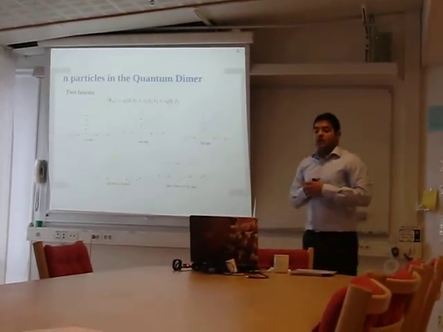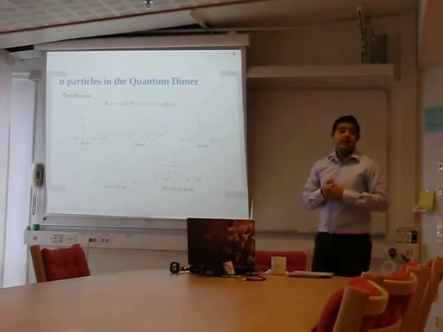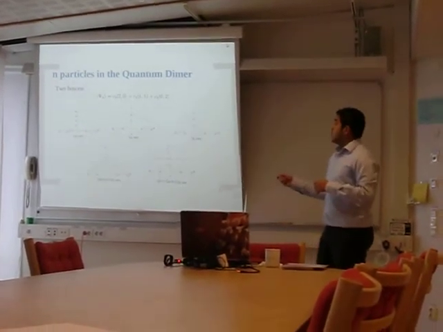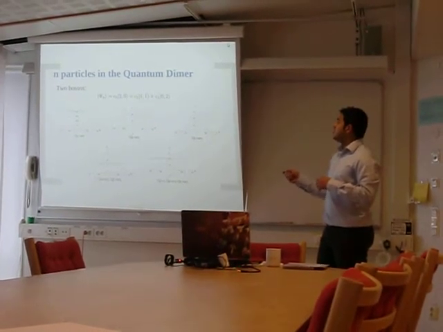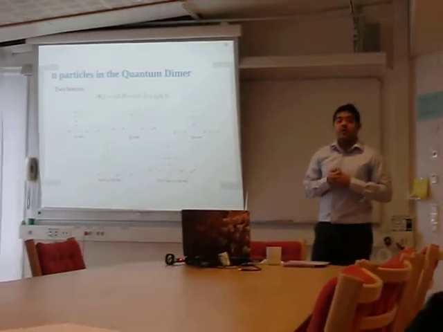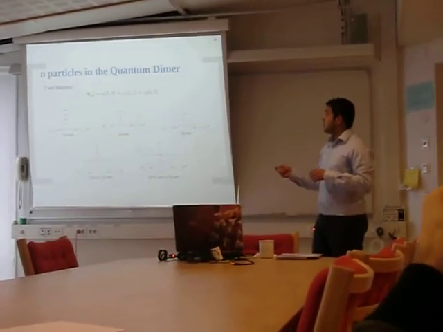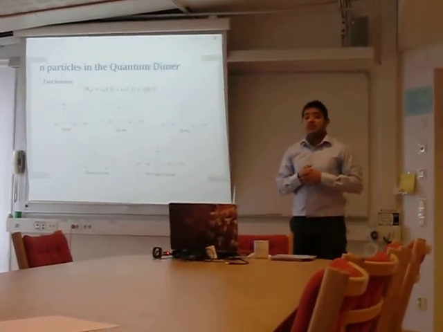So we can take the first case. In the first case, we put two bosons in a diamond. We have three different states. The first state here means that we have two bosons on just one side and 0 bosons on the other side. This here means that we have 1 boson on each side.